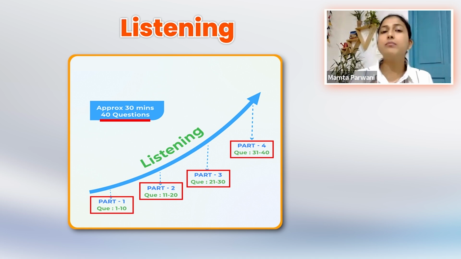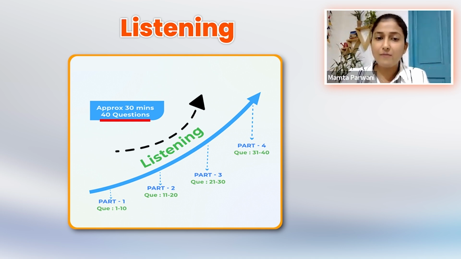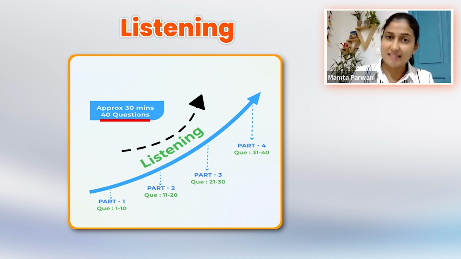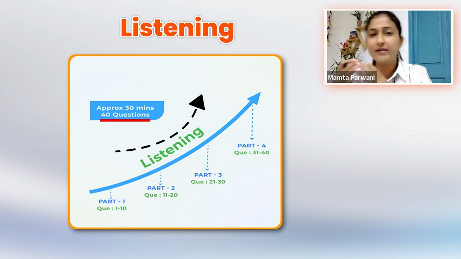Why approximately? Because the length of the audio may vary. Some audio can be of 7 minutes, some can be of 8 minutes. So there would be 4 audios. Now if you can see on the screen, I have made an arrow which is going upward. Means what? Means your difficulty level will increase with each part. That means part 1 would be the easiest, part 2 a little difficult, part 3 a little more difficult, and part 4 a little extra demanding. Don't worry, we'll understand all this much more in detail.